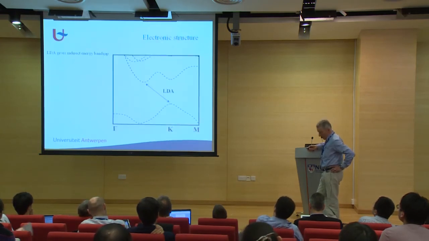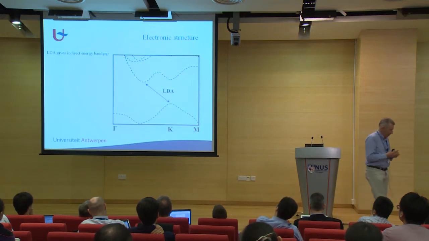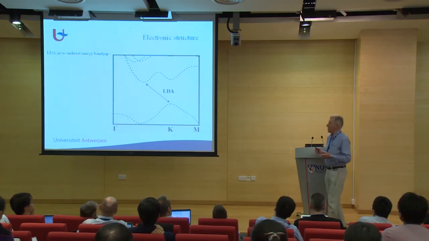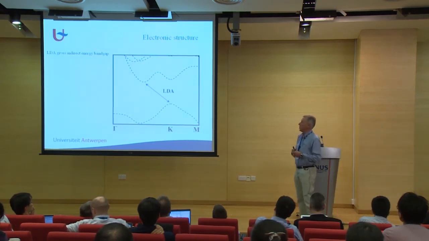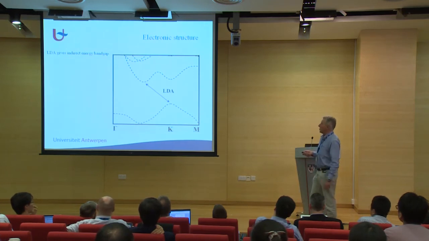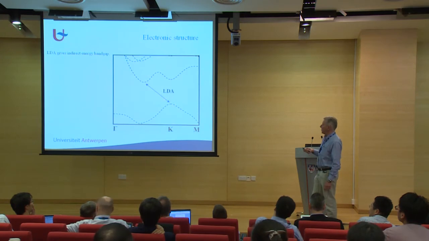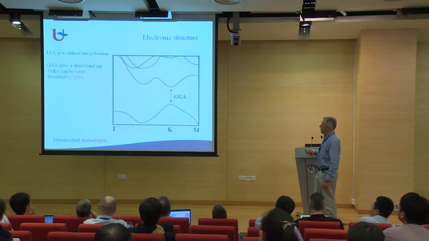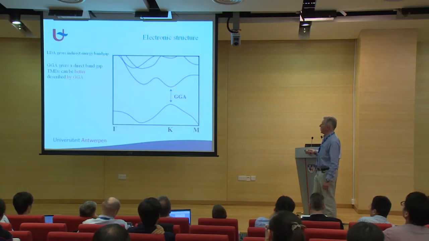Now, if you look at the electronic structure, I will give you an example that you have to be very careful with calculations based on DFT. For example, when you use LDA, what you find for the monolayer is that you have an indirect band gap, while experimentally you find a direct band gap. So you do a better approximation, you do GGA, and then you see this direct band gap appearing. So this here is a little bit larger.